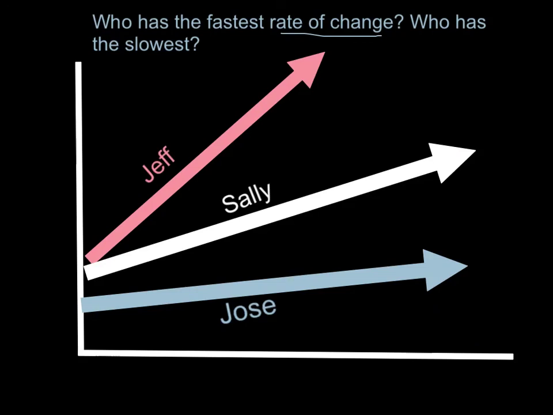So Jeff over here has the fastest rate of change, which means Jose, which is a really flat line, has the slowest.